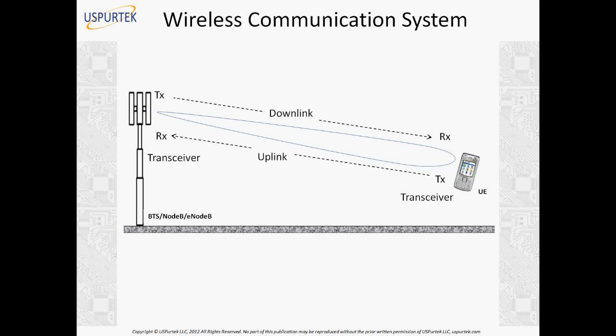Similarly, at the UE or the user equipment, which is the handset or the cell phone, you also have a transmitter and receiver combination. And so you have two links actually, an uplink and a downlink. Downlink is when your base station is transmitting and the handset is receiving. And the uplink is when your handset is transmitting and the base station is receiving. Both these links are important, and we have to look at both of them.